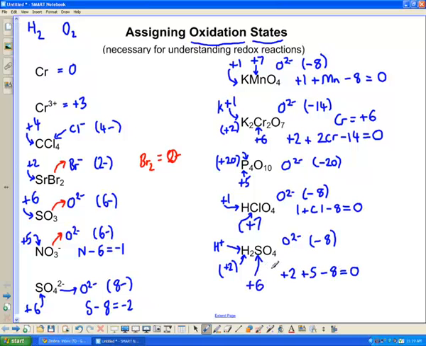So it's important that you guys get a good understanding of how to assign these oxidation states, because when we start to do redox reactions, it will be assumed that you know how to do this. So make sure that you know how to do it, otherwise the part of the chapter on redox reactions will be a nightmare. So make sure you can do it.